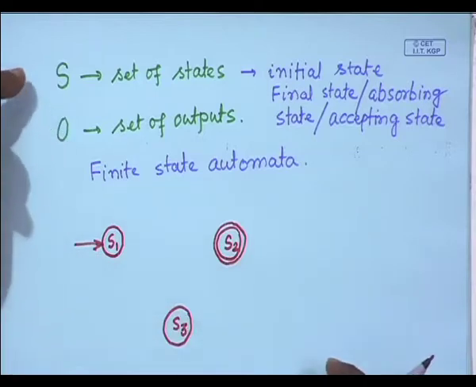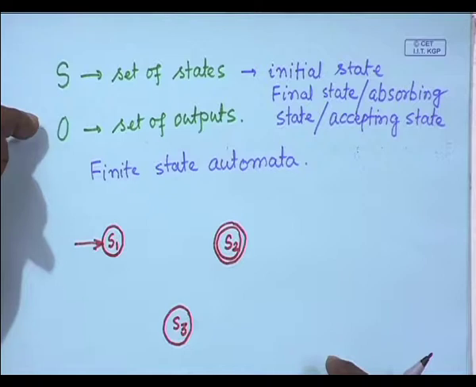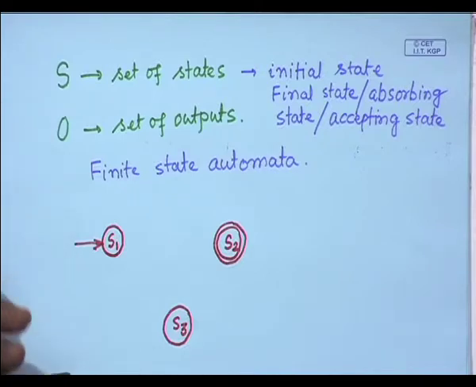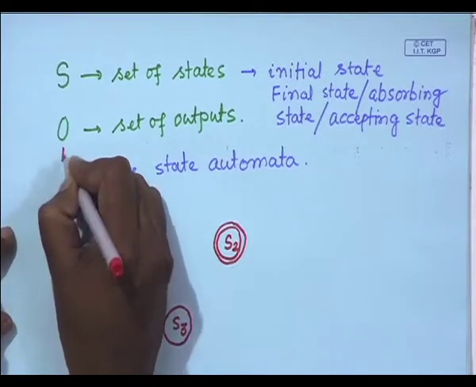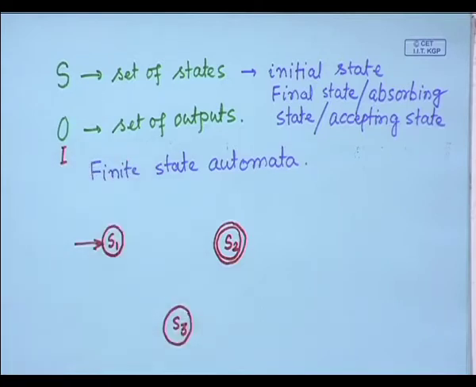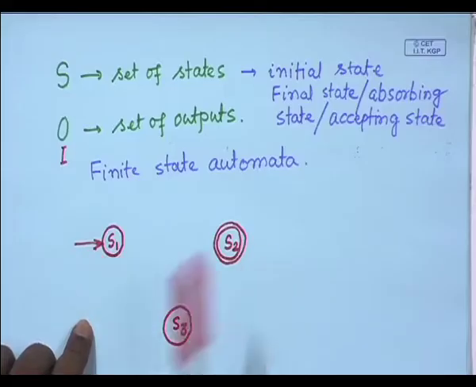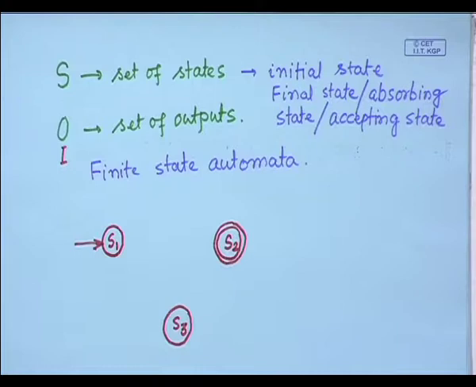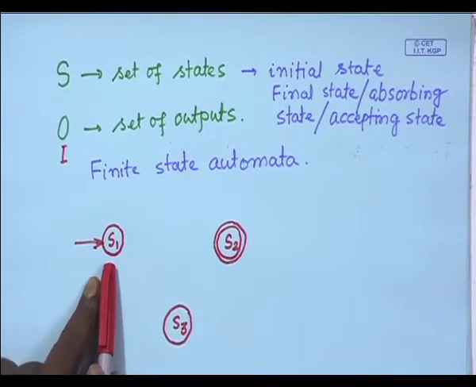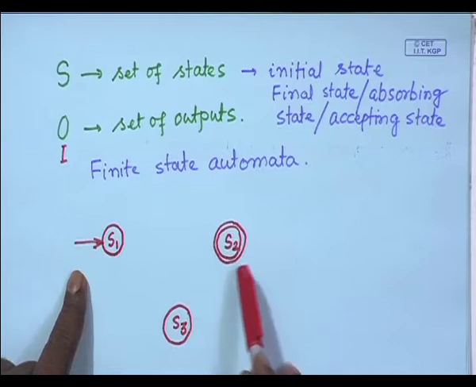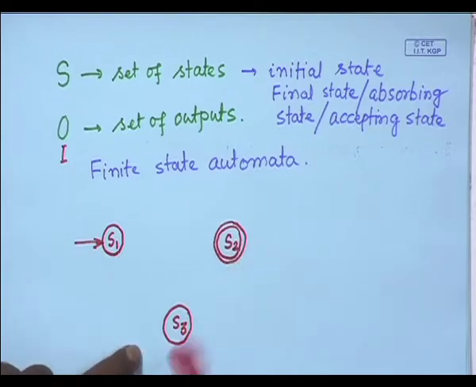Okay. Now, along with the set of states S and the set of outputs O, there is another set which is I, that is the set of inputs. So, the machine makes a transition from one state to another state with some input which is actually the trigger. Okay. So, in this sequential machine having 3 different states, I have assumed the state S1 is my initial state, S2 is my final state and S3 is any other state.